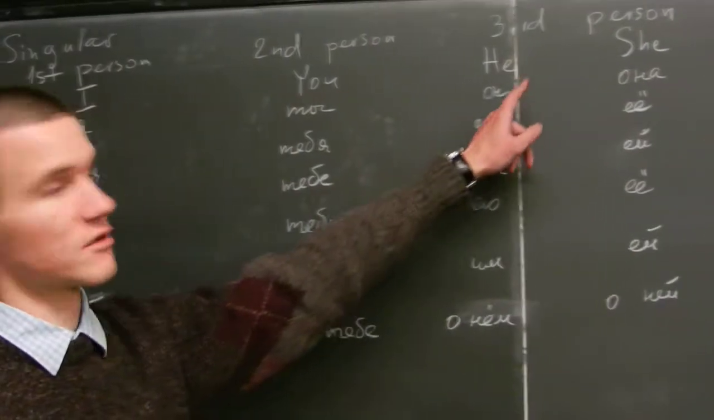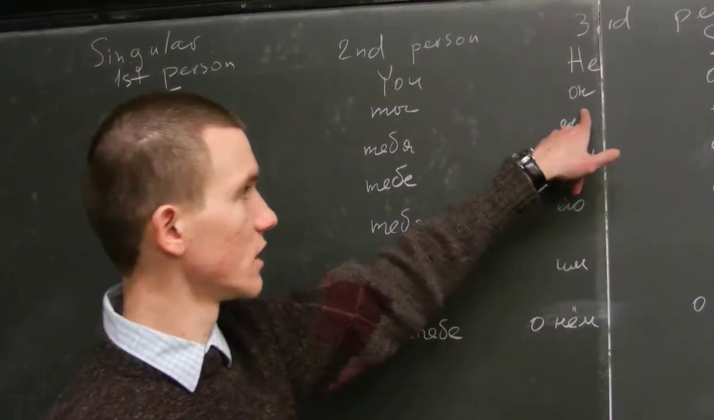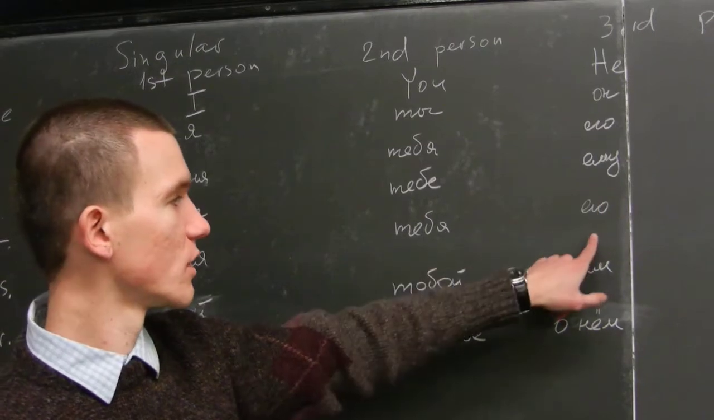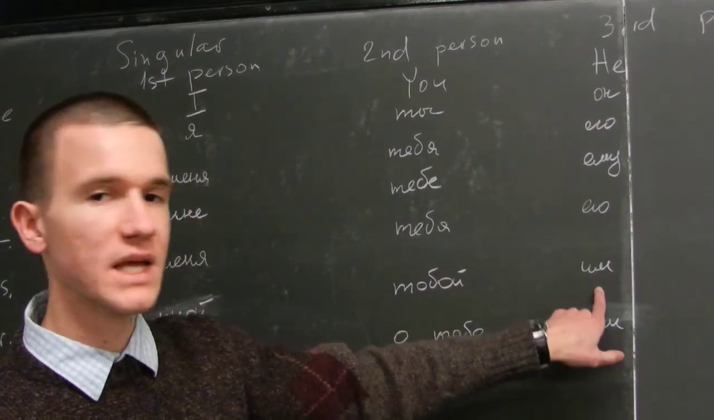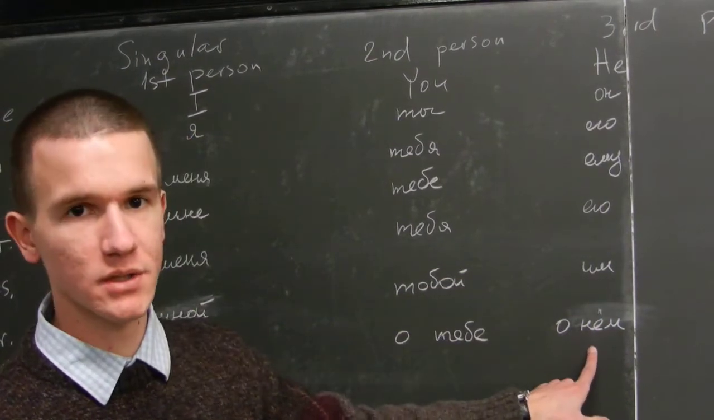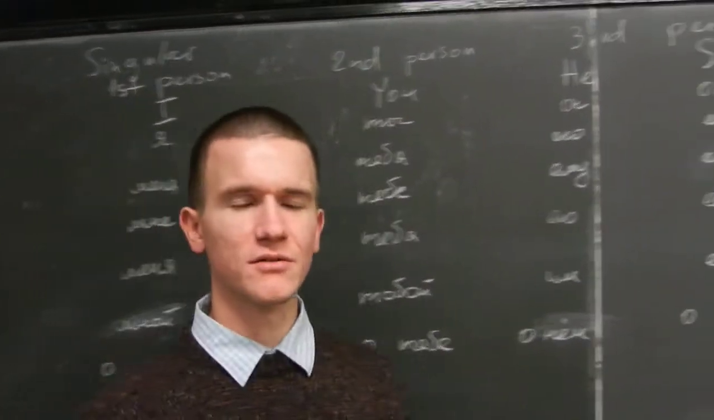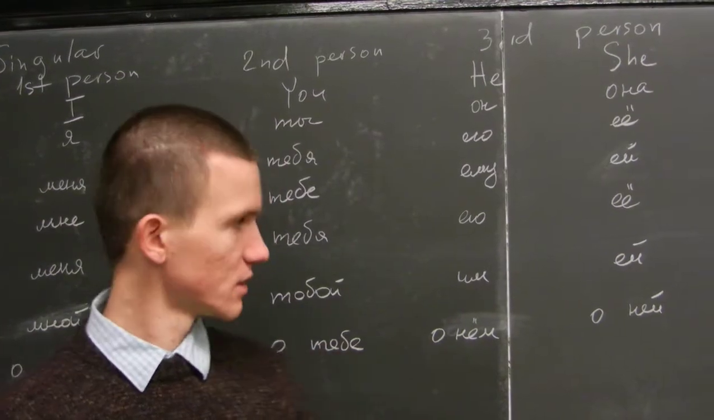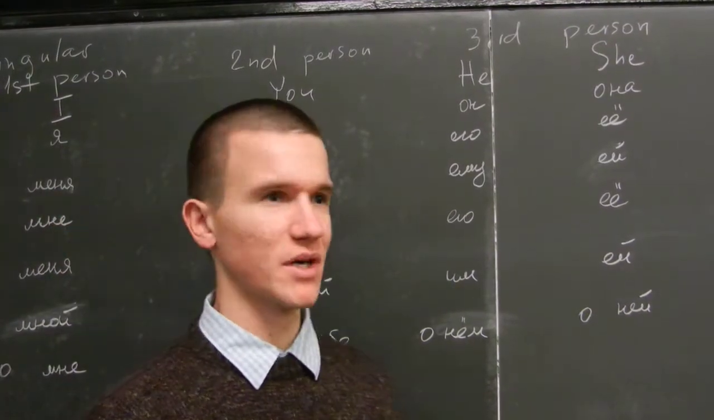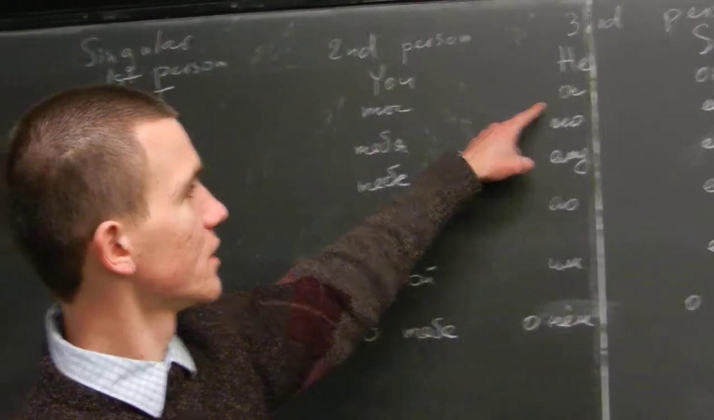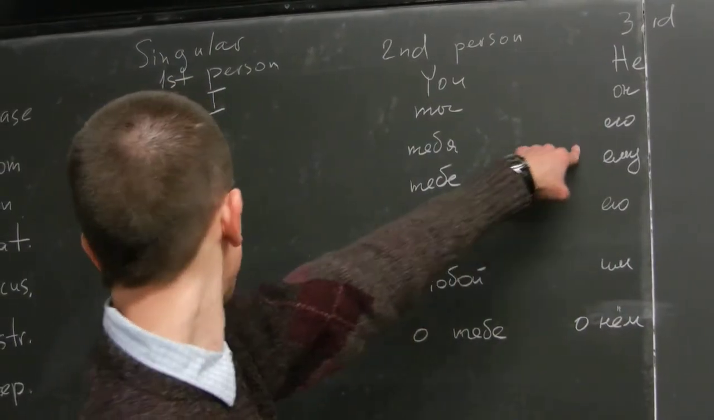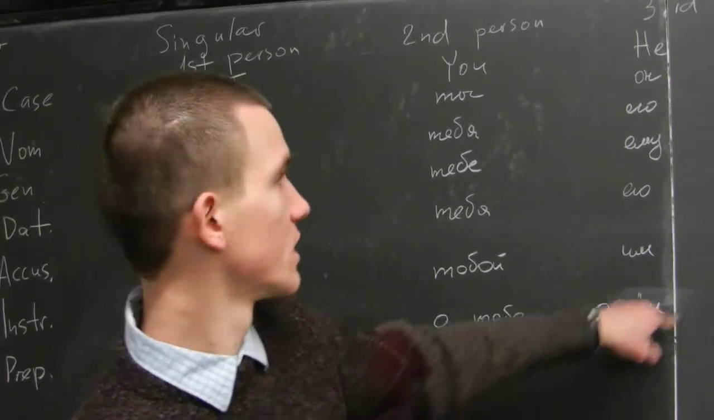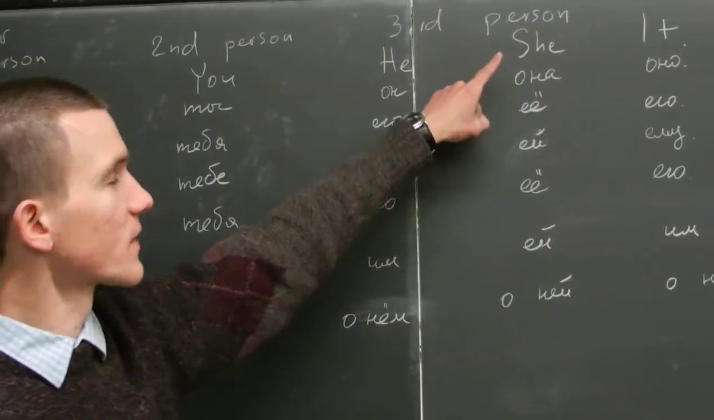Now it's the third person, he, он, nominative он, его, ему, его, им, о нём. So honestly, you don't have to memorize it, but when you hear someone speaking Russian, maybe you can detect what they're talking about. So again, он, it's nominative, then genitive, его, им, о нём.